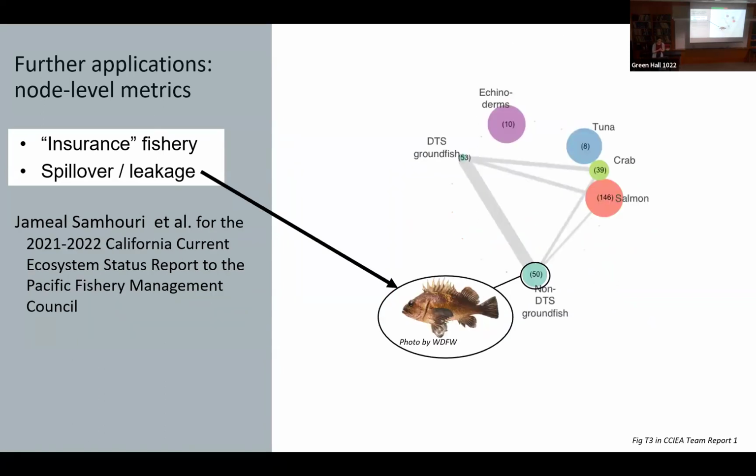The second example is work led by Jamil Sempori for the California Current Ecosystem Status Report. And this was focused around the rebuilding of the quillback rockfish stock in Oregon and California, which is part of the species complex that's represented by the teal circled node in this participation network for Fort Bragg. In 2020, a stock assessment found that the quillback rockfish stock was below the minimum stock size threshold, and that initiates a bunch of regulatory and scientific actions.